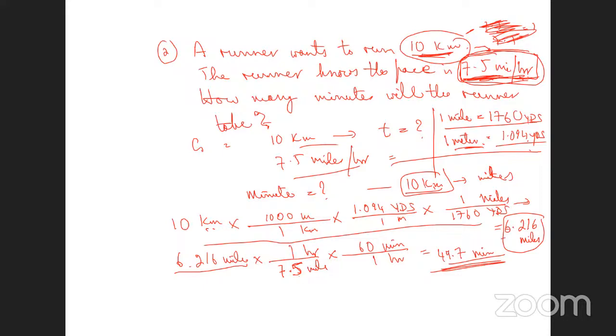I think this part is okay for you. You might say, why is 6.216 equivalent to 10 kilometers? Because the speed is 7.5, I have to see how many 7.5s are there. I know it's not a full 7.5, it's 6, so it has to be something less. But that's for 1 hour. For 60 minutes, multiply by 60. So that's how many minutes the runner has to run to reach 10 kilometers.